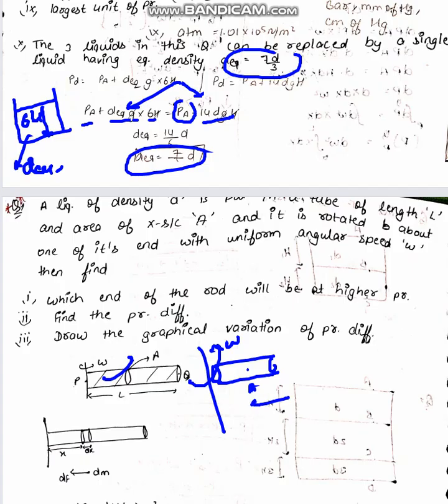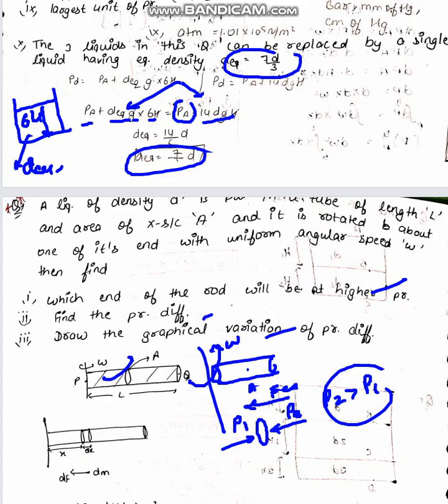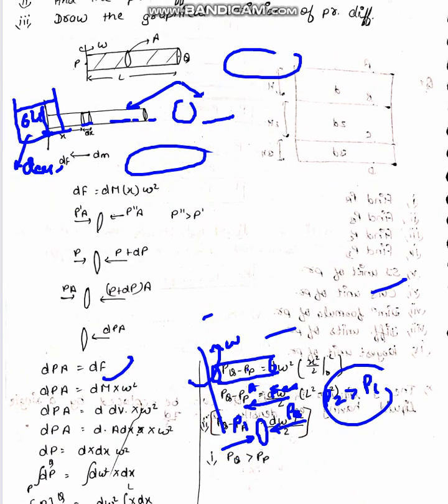There has to be a net force toward the center. If there is a net force toward the center, that means the external point's pressure should be greater than the internal point's pressure. So we can say that P2 is greater than P1. So the outer end will be at high pressure, so the point Q will be at high pressure. Then we need to find the pressure difference and the graphical variation. So let's proceed with things in proper perspective.